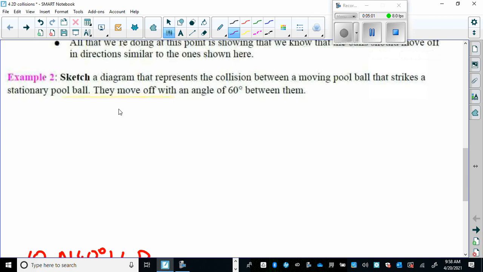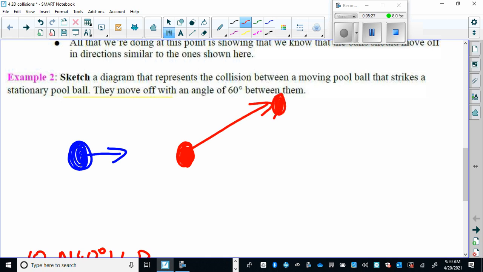And it's a sketch, a diagram that represents the collision between a moving pool ball that strikes a stationary pool ball. They move off at a 60-degree angle between them. So let's go with the blue. The blue is moving, and it hits a stationary one, and they move off at an angle of 60 degrees between them. So let's say the red one will go like that, the blue one will go like that, and this angle in here is going to be 60 degrees.